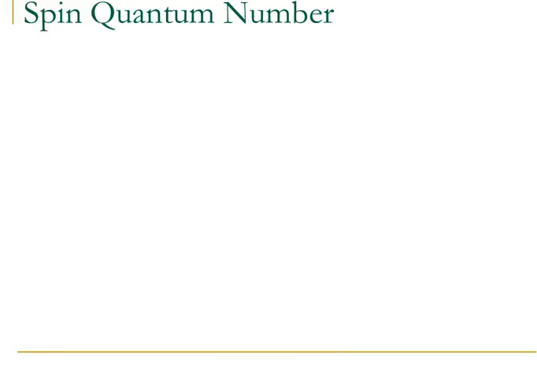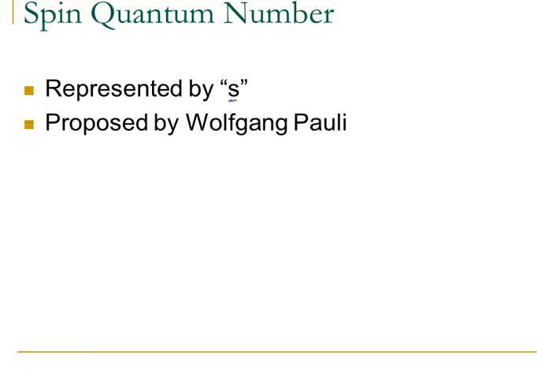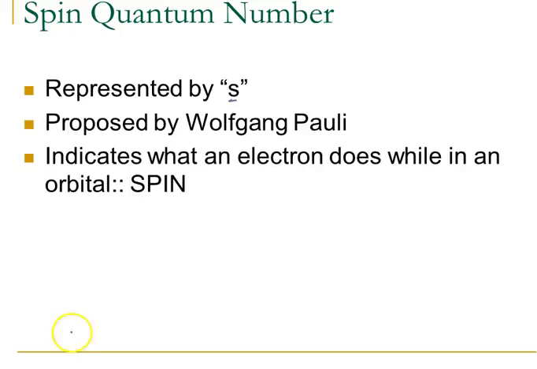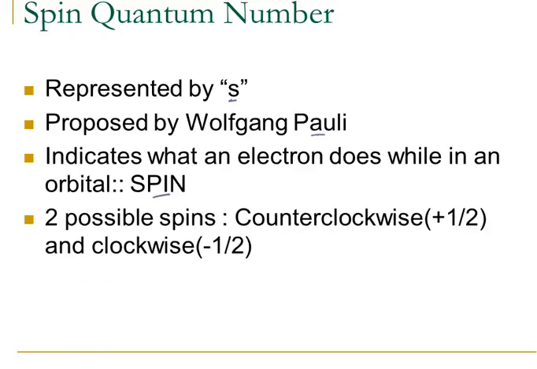Okay, our last of the 4 quantum numbers is the spin quantum number, represented by the letter s, proposed by a physicist by the name Wolfgang Pauli. What Pauli found is that this fourth quantum number, which was not provided by Schrodinger but by Pauli, indicates what an electron does while it's inside of an orbital, which is spin. It's either going to spin clockwise, which has a numerical value of plus 1/2, or counterclockwise, which is negative 1/2.